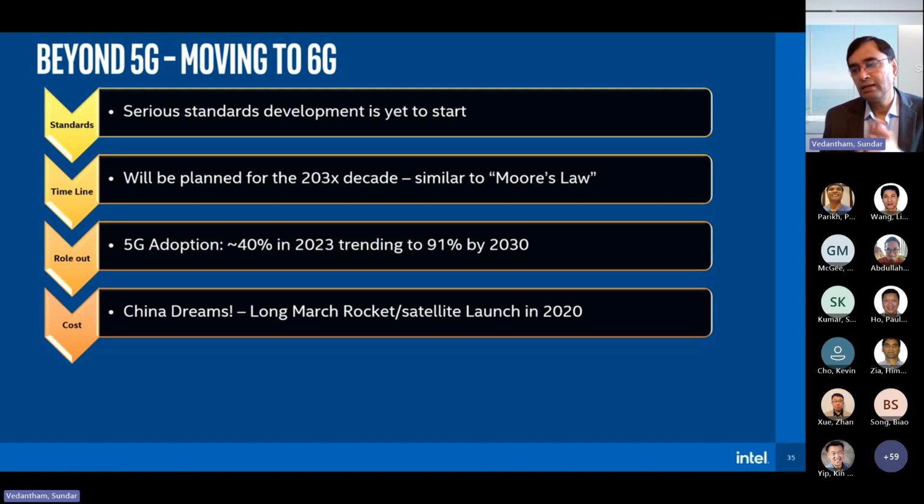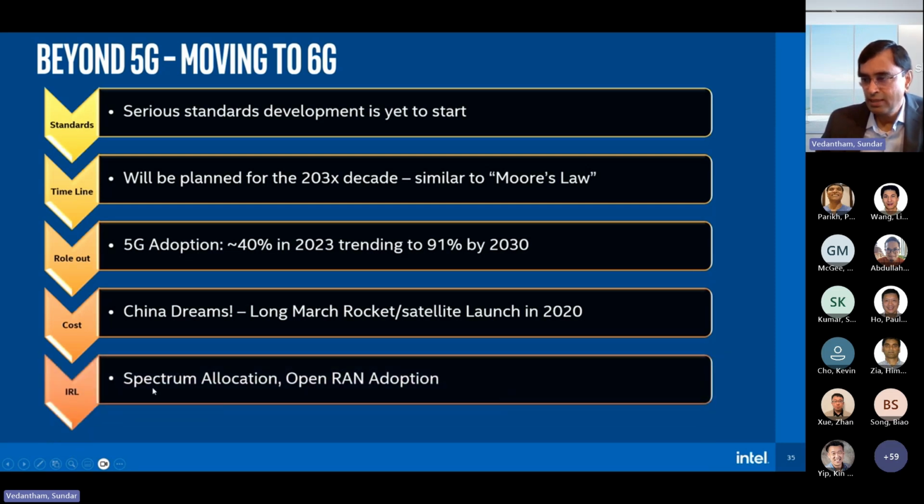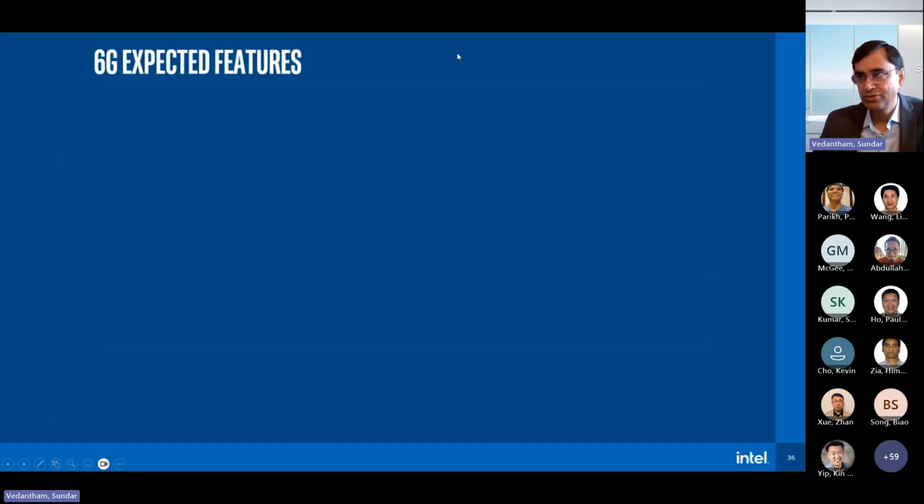So China, under the China Dreams program, actually launched Long March rockets even in 2020 that are claimed to be 6G compatible. So there'll be a push from different countries and companies to plant their flags, saying, oh, we are here first, kind of thing. But it's still pretty early, right? And then spectrum allocation and open RAN adoption are all things that need to be really discussed and agreed upon before we can really talk about 6G deployment, even in the next generation.